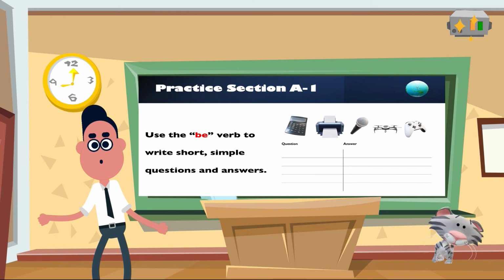First one, it is a calculator. And what is it for? It is for calculating numbers. Very good. So yes, the first one, it is a calculator. It is for calculating numbers. Then we have the second device. What is it? It is a printer. Good. And what is it for?